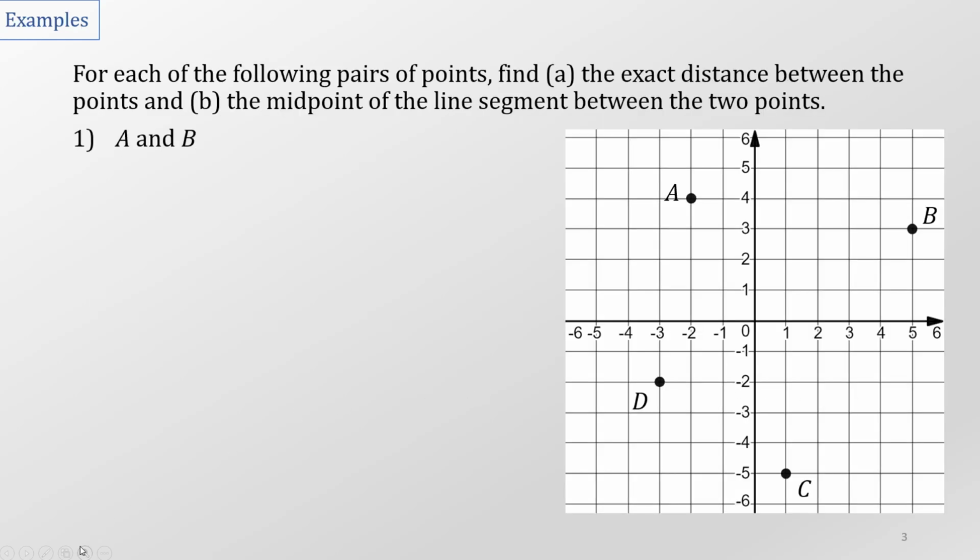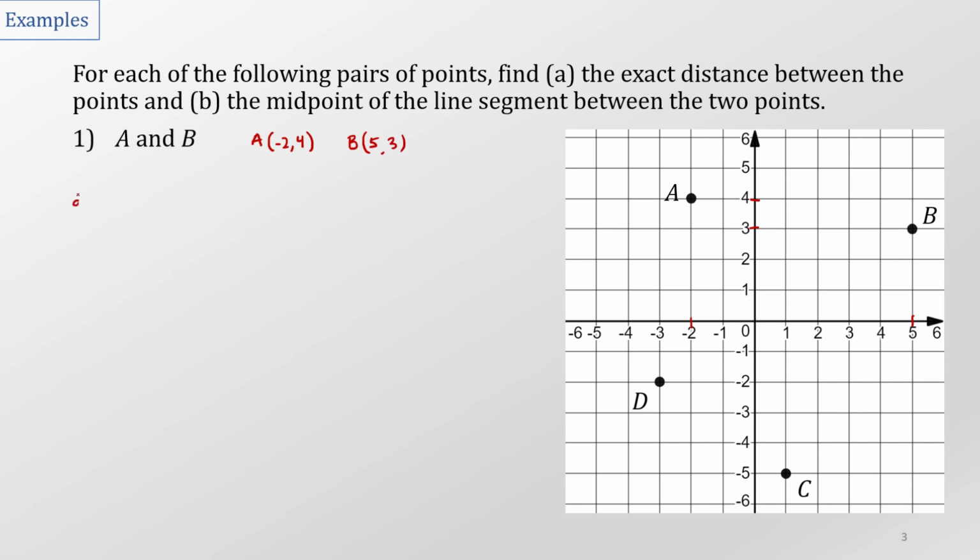We have several points A, B, and C, and we want to find distances and midpoints between some pairs of points. So let's go ahead and do that. Before we are able to use the formulas, we have to identify the coordinates here. So the point A has x coordinate -2 and y coordinate 4, so it has coordinates -2, 4. And the point B has x coordinate 5 and y coordinate 3, so its coordinates are 5, 3.